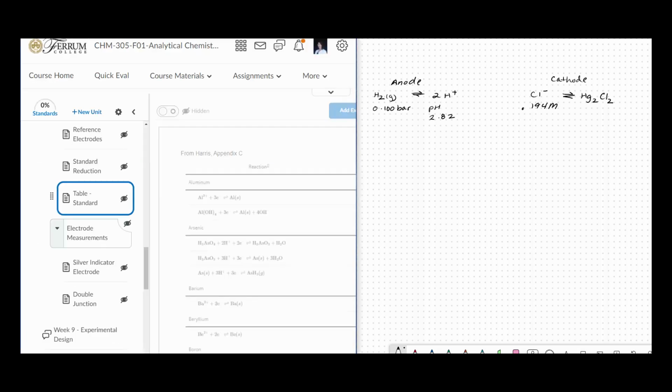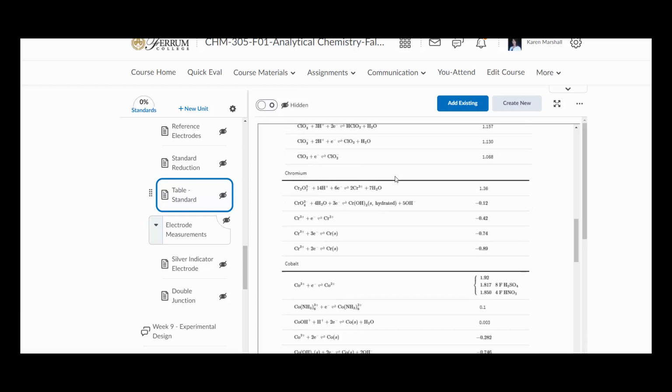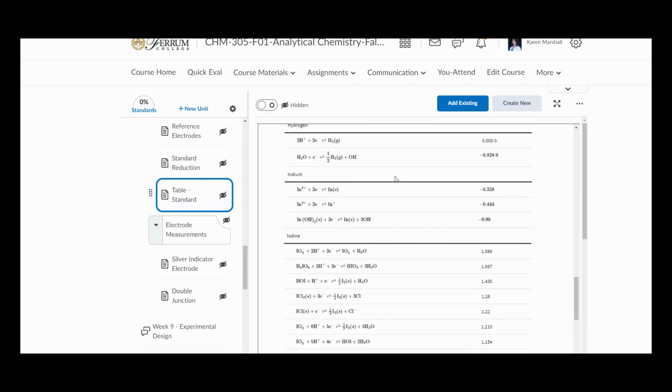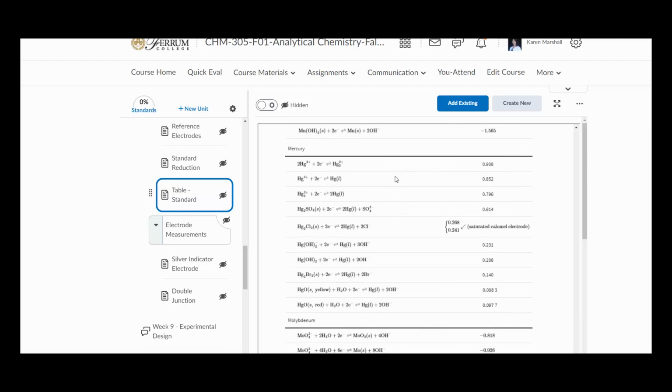Well, if you go to your standard reduction potential table, which is located in the classroom, and look for mercury, and this is in alphabetical order by element, so mercury starts with an M. What I'm looking for is the Hg2Cl2 as a solid, some liquid mercury, and the chloride anion. So it looks like we might have a saturated calomel electrode, but then again, we might not.